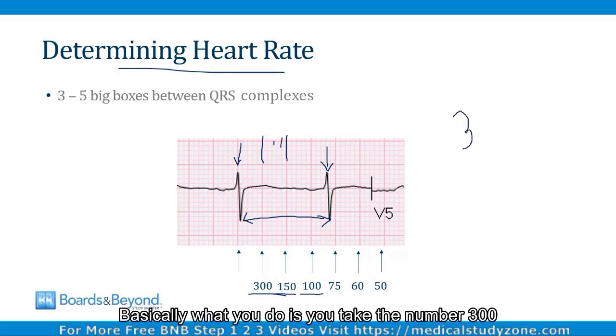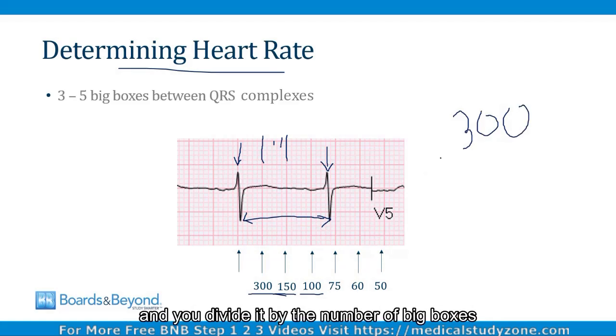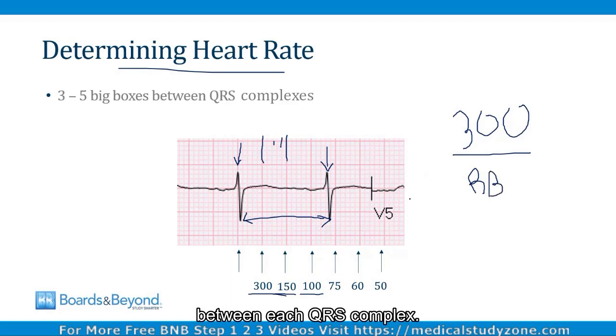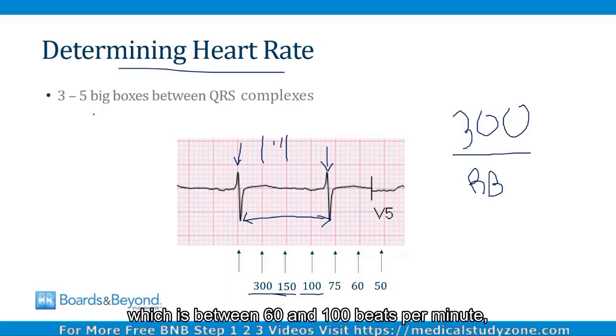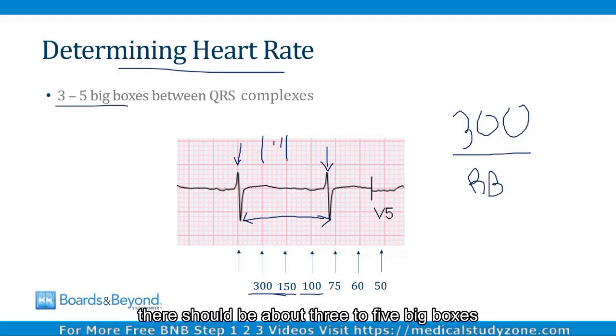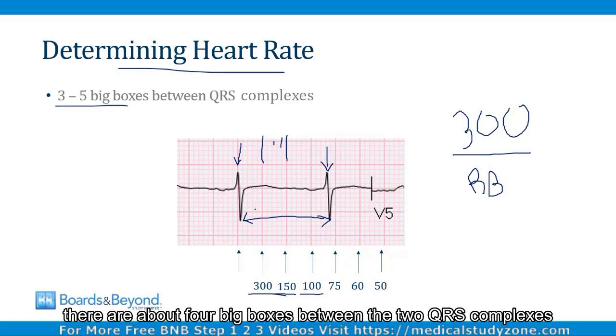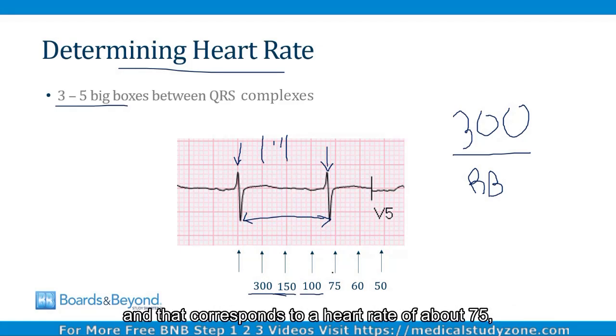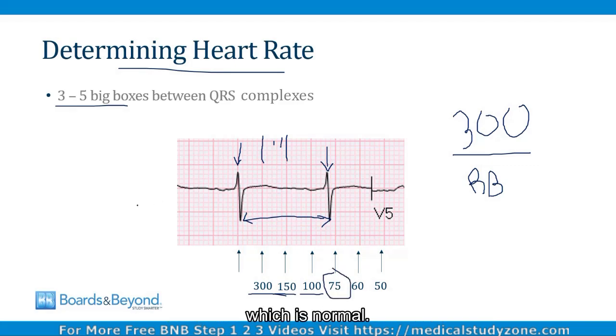Basically what you do is you take the number 300 and you divide it by the number of big boxes between each QRS complex. And for a patient with a normal heart rate, which is between 60 and 100 beats per minute, there should be about 3 to 5 big boxes between the QRS complexes. In this example on the screen, there are about 4 big boxes between the 2 QRS complexes, and that corresponds to a heart rate of about 75, which is normal.